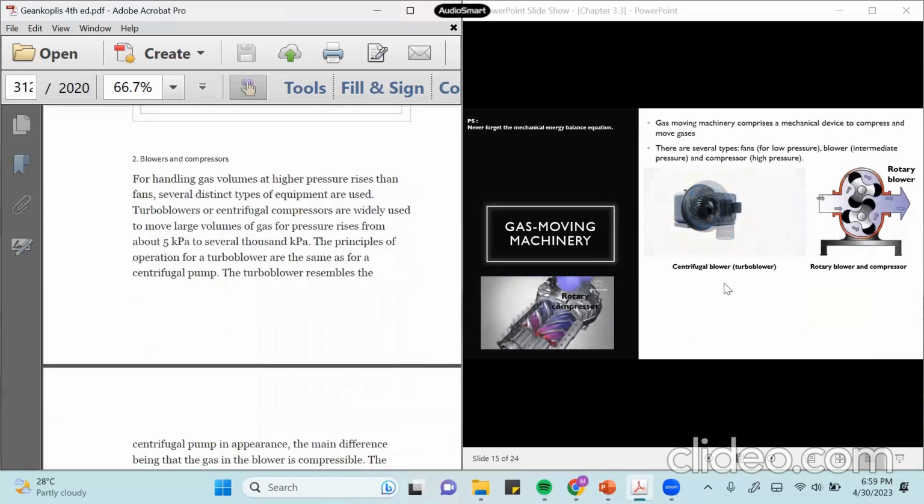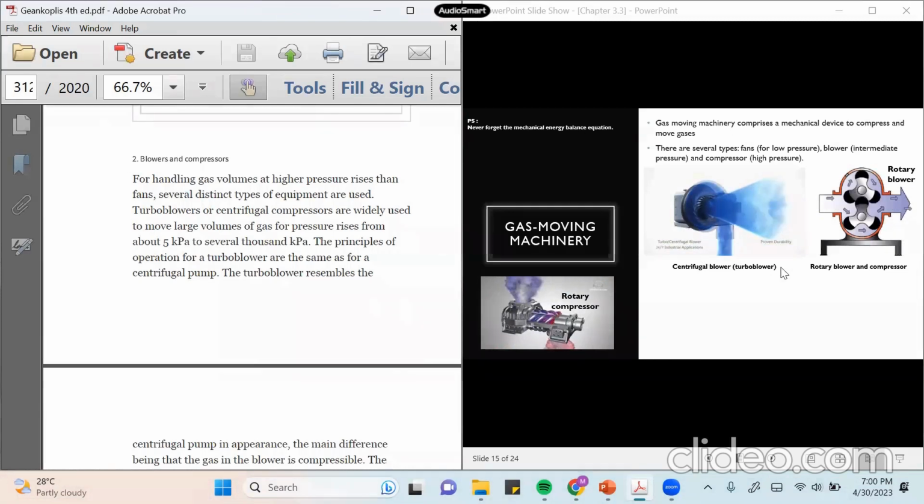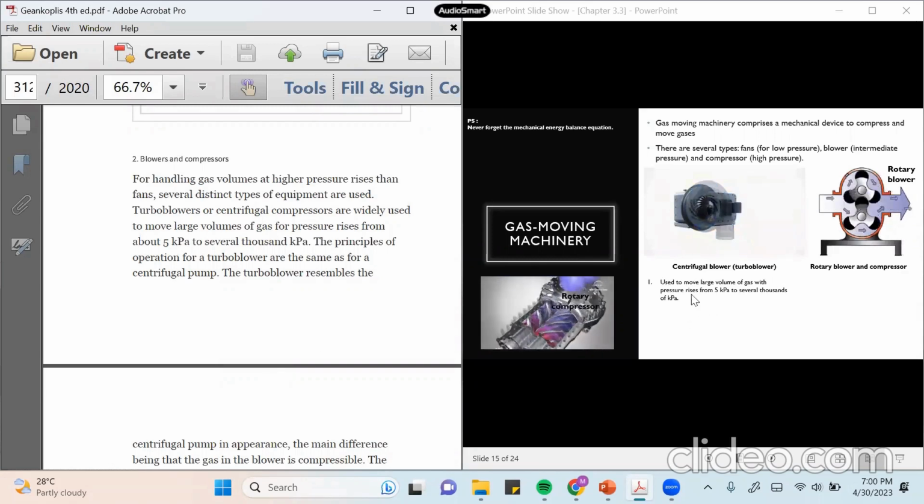Okay. So for blowers, there are two types: centrifugal, which we also call turbo blower, and rotary blower and compressor. For rotary, it can be a blower or a compressor, depending on the rotation speed. So the centrifugal blower is used to move a large volume of gas with pressure rises from 5 kPa to several thousand kPa.